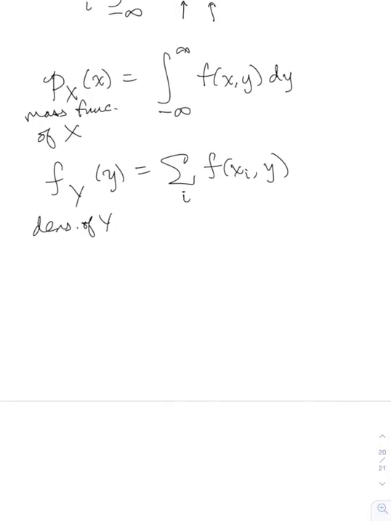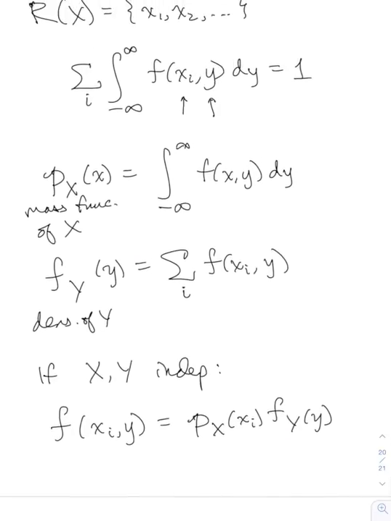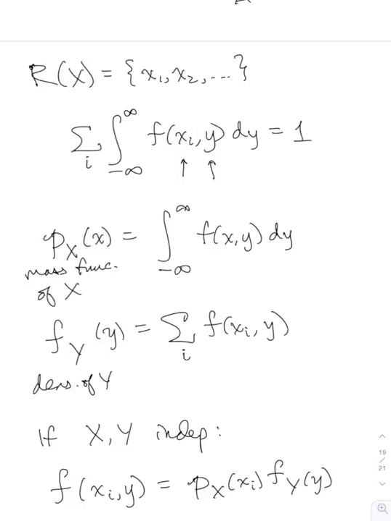And just like with joint densities and joint mass functions, if x and y are independent, then this joint object, this joint density mass function, is the product of the mass function of x times the density of y. So this is kind of a missing piece of the puzzle up till this point, and we're going to need it now once we start talking about conditioning.